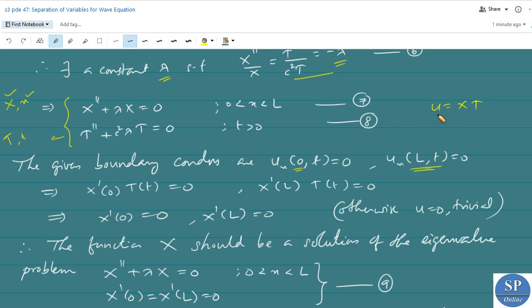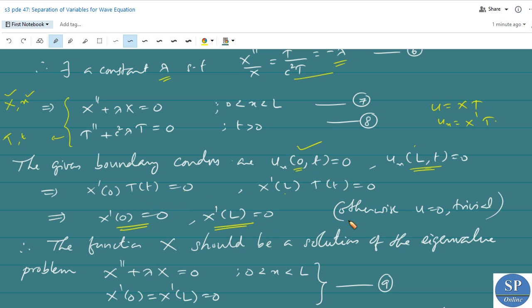Therefore, u_x is nothing but X dash into T. That is, u_x is equal to X dash into T. Therefore, applying this condition, we have X dash of 0 into T of t equal to 0. And applying the second condition, we have X dash of L into T of t equal to 0. Clear? So from this, we have X dash of 0 equal to 0, and from this we get X dash of L equal to 0.